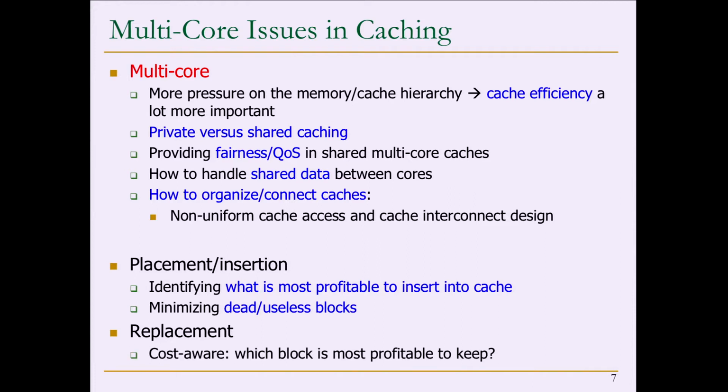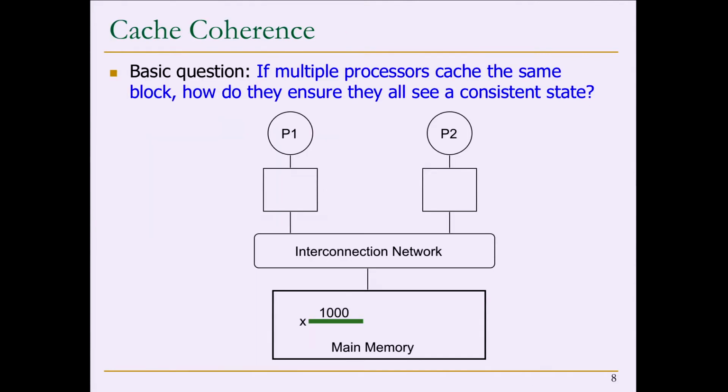And replacement, we'll also talk about that. So cost of error, for example. We've already talked about memory-level parallelism aware cache replacement. But in multi-core, it's not just about memory-level parallelism. It's not just about recency. It's about also how much interference you're causing to others, right? So this profitable definition becomes much harder. OK. So before I move into the real topic, I'll briefly foreshadow cache coherence.